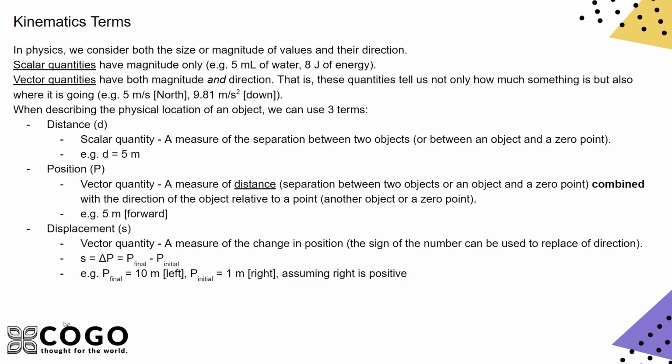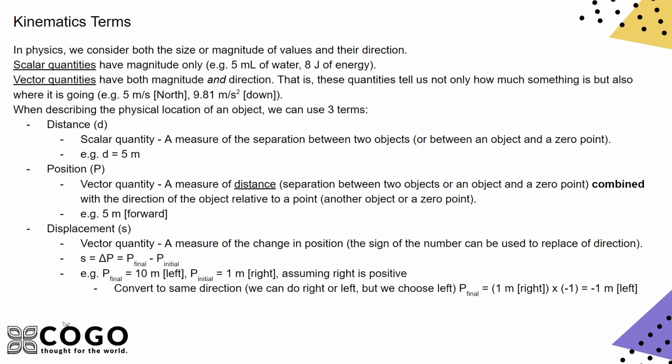As an example, if the final position was 10 meters left and the initial position was 1 meter right, where positive values are towards the right and negative are towards the left, we would first need to convert these values into the same direction. We change them to either right or left, but I chose to do left to demonstrate how negatives and direction changes work. Thus, the initial position would be 1 meter right multiplied by -1, which equals -1 meter left. Then we subtract the final by the initial position, giving us 11 meters left, or -11 meters. In this case, the negative sign and the left direction have the same meaning since we had initially assumed that right was positive.